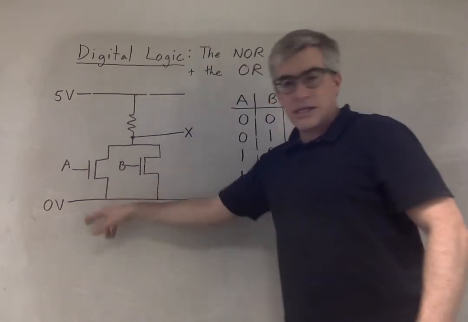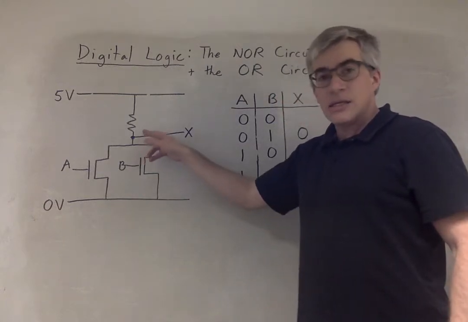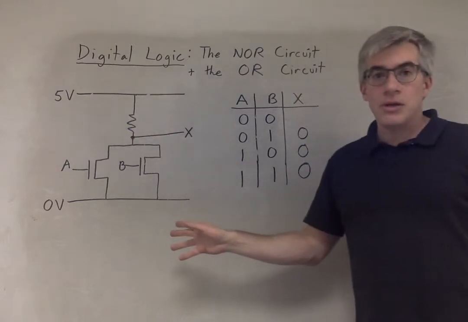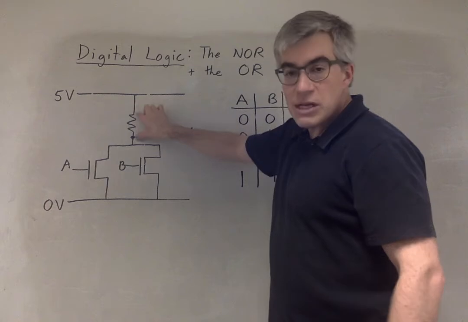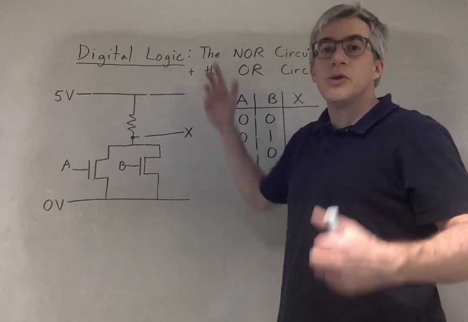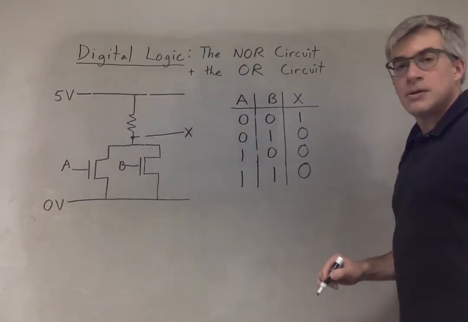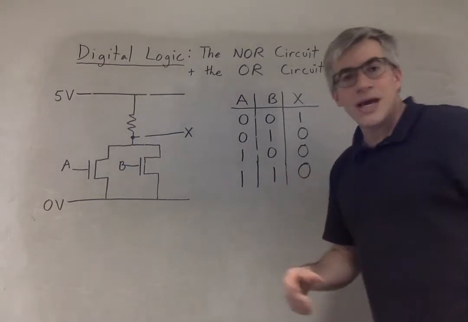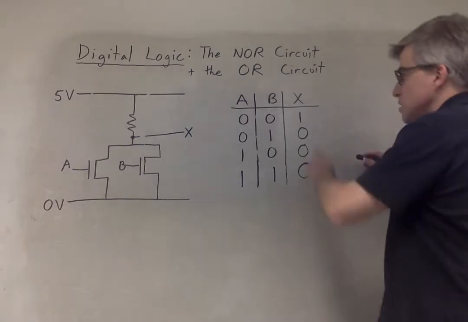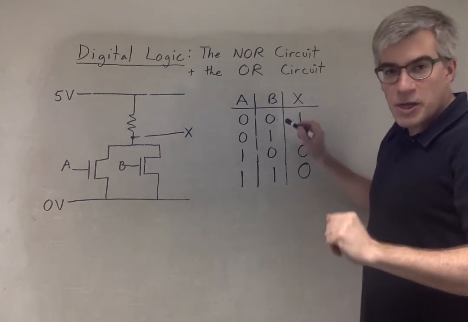Well, what if both of these are connected to 0? Then these switches are open. X is not connected to 0 volts in that case, and there's no path for current. If there's no current, there's no delta V. If there's no delta V, there's no difference between the X and the 5 volts, so X is 5 volts. X is a 1. And this is referred to as a NOR circuit, because X will only be a 1 if neither A nor B is a 1.